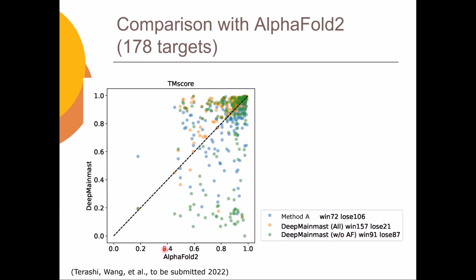But actually, this MainMast method is tracing basically the density. So if the density is locally low, then Deep MainMast cannot do much because there's no signal there. But AlphaFold doesn't care. It models the loop region very nicely. So if you can take advantage of both methods and combine them, then the combined method can do significantly better than AlphaFold. That's some preliminary results we got very recently.